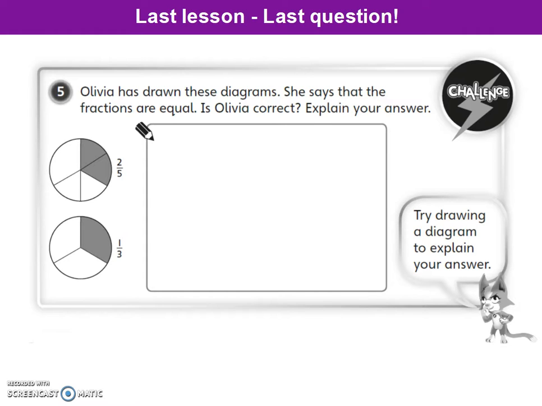Now if we look at both those circles, we've got to make a decision. Has she actually drawn fifths on the first circle, and has she drawn thirds on the second circle? Once we've made a decision on that, then we can look at the numerator. We can look at the idea that if she has drawn 5 equal sections for that first circle, has she shaded in 2 of those 5 equal sections to make 2/5? And with the bottom one, has she shaded in 1 of those 3 equal sections to make 1/3?